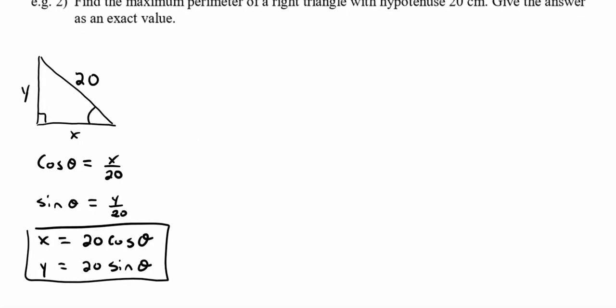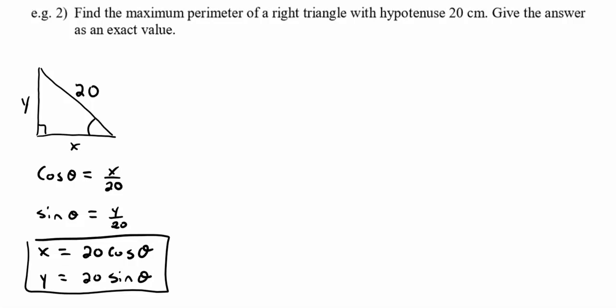So now if we want to find the maximum perimeter, then let's make an expression for the perimeter of this. So that would just be x plus y plus 20 is equal to the perimeter. So let's write perimeter on this side. So the perimeter is equal to.